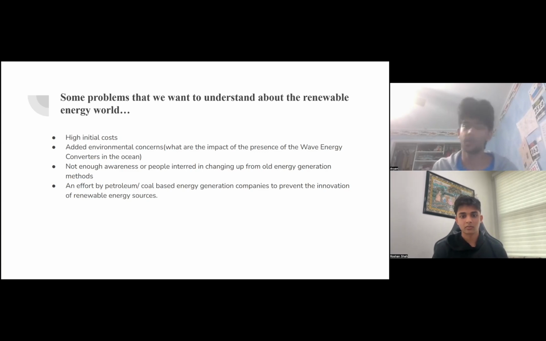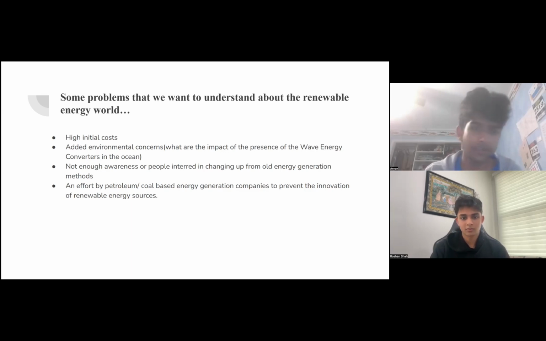So as we go through our journey, we're going to try to consider how the wave energy converter buoys affect the marine life around them, or how the waste gets handled and things like that, just so that we make sure that we're not creating a negative impact while trying to create a positive impact. The third thing is that there's not enough awareness or interest in changing our energy generation methods. People just don't seem to know much about this field, and through creating a YouTube channel, we're trying to put in our own small contribution to raising awareness.